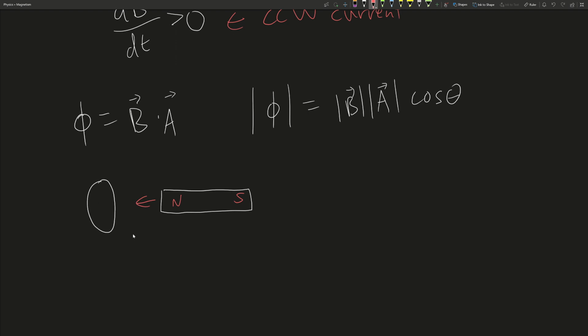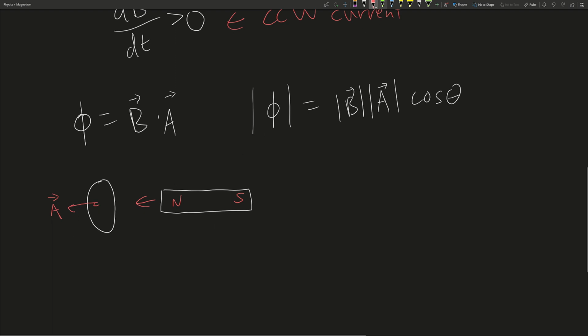Well, we know that there is going to be a change in flux. So let's just say the area vector of the loop is pointing to the left. And so let's say this loop right now is perpendicular to this magnet, and the area vector is going to be pointing to the left here. So it's going to look like this. That's the way we choose our area vector.